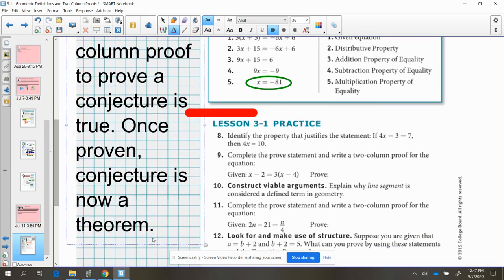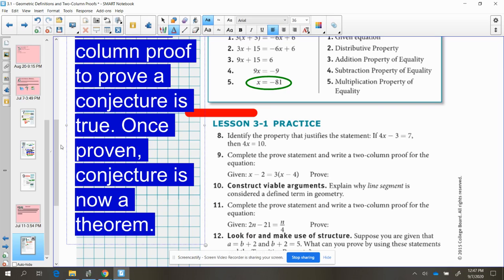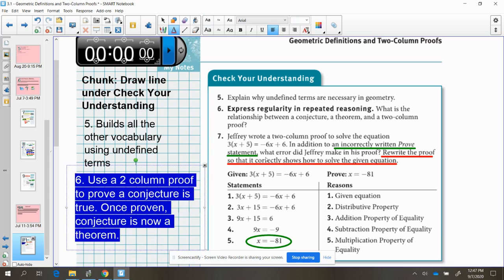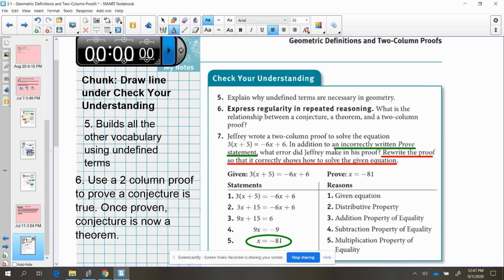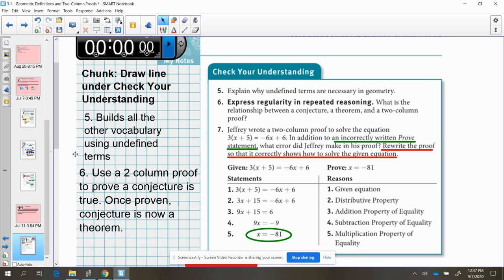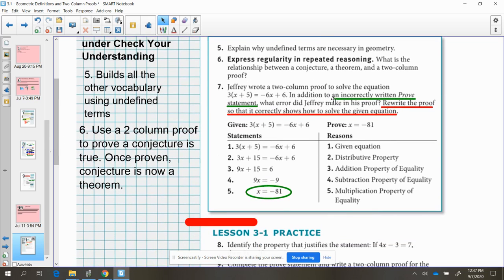And we talked about that a little bit last lesson, that our two-column proofs allow us to have theorems created, making those conjectures proven true without a doubt. Right? Last but not least, number 7. Notice everything is good in this proof so far. We talked about the distributive property, wrote down the given, distributive property, addition by adding, subtraction by subtracting.